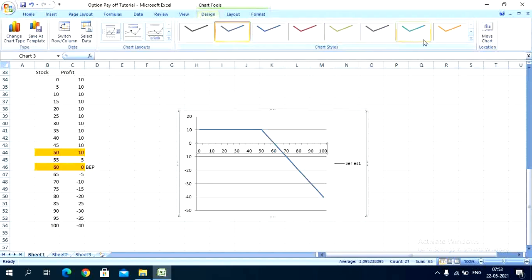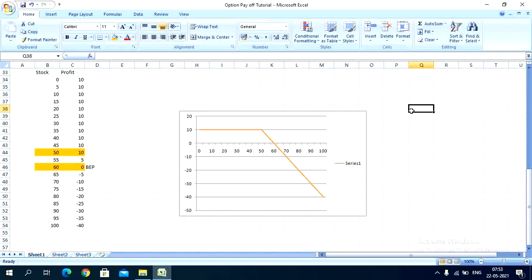You can change the colors. Okay, it would be looking like this. So this much for this tutorial.